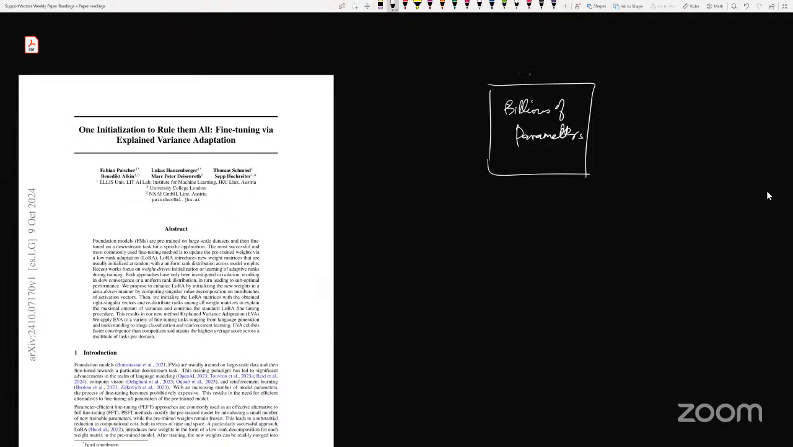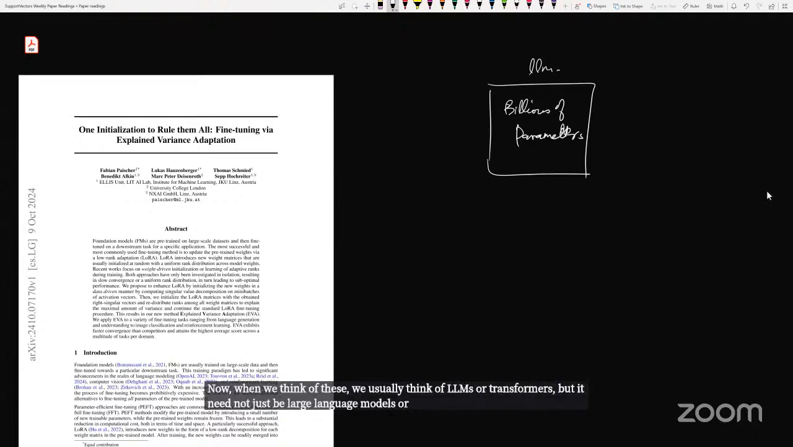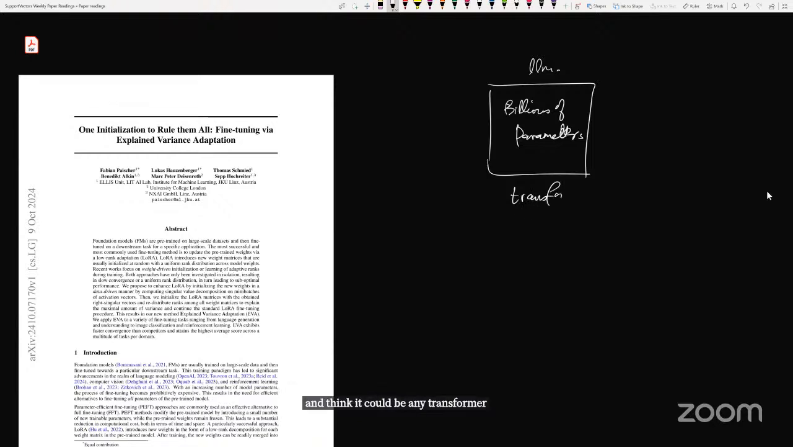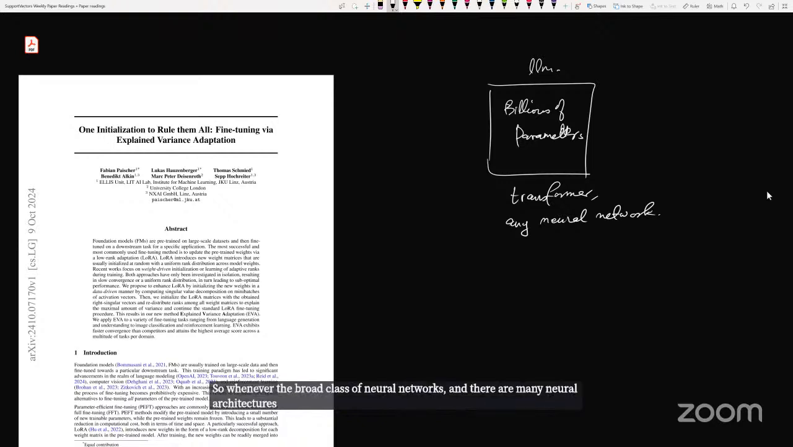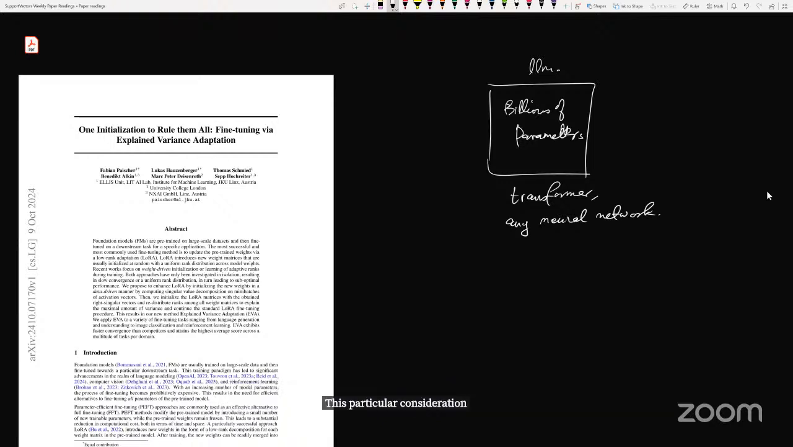Now, when we think of these, we usually think of LLMs or transformers, but it need not just be large language models or the decoder models. It can be any transformer. So let's generalize our thinking and think it could be any transformer. Or more generally, it could be any neural network. The broad class of neural networks, and there are many neural architectures, this particular consideration applies to all of them.